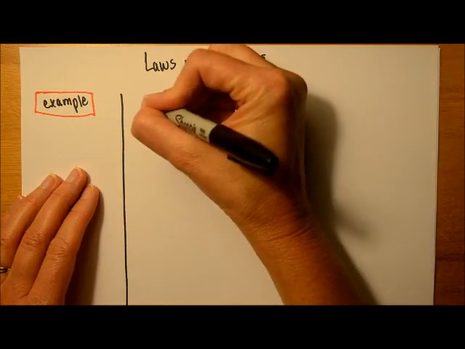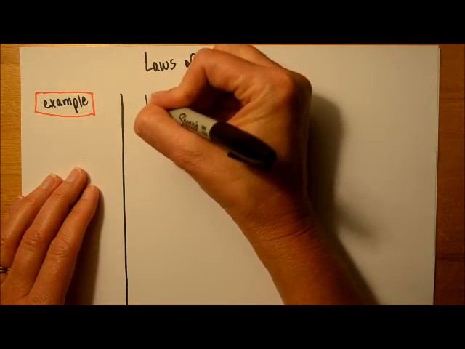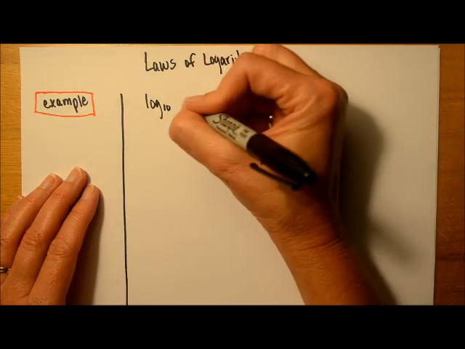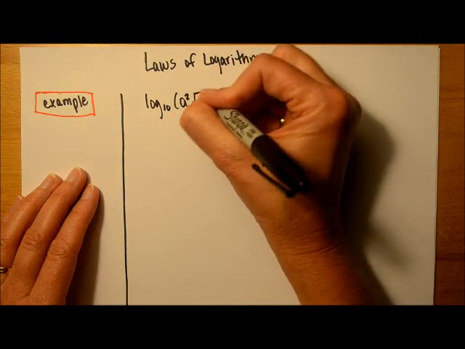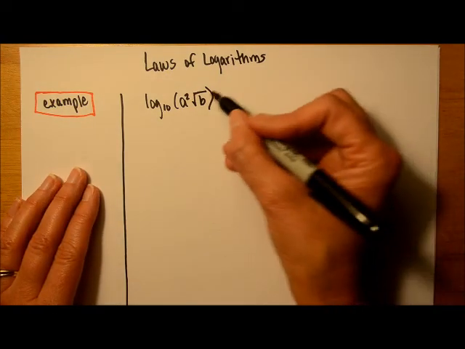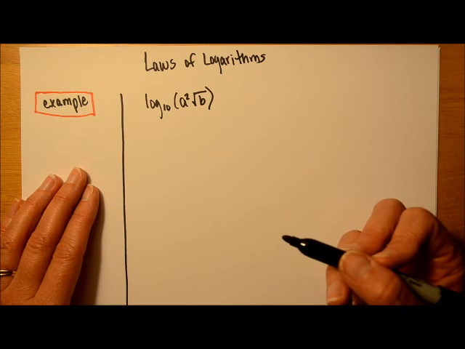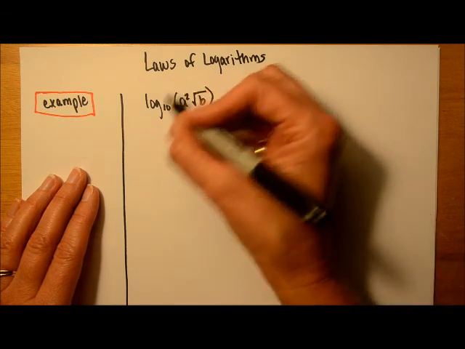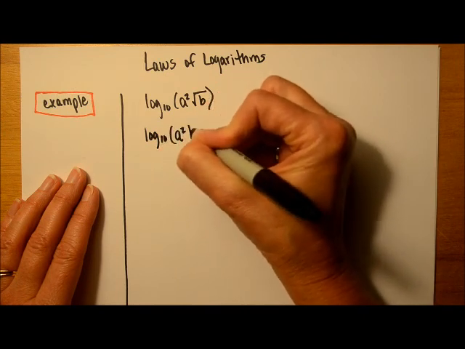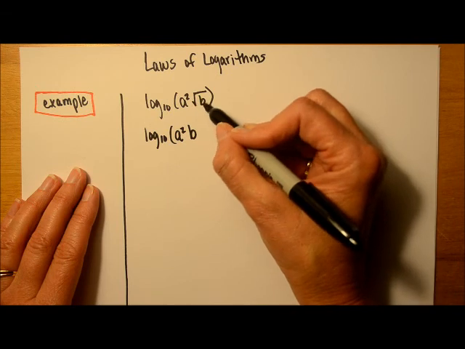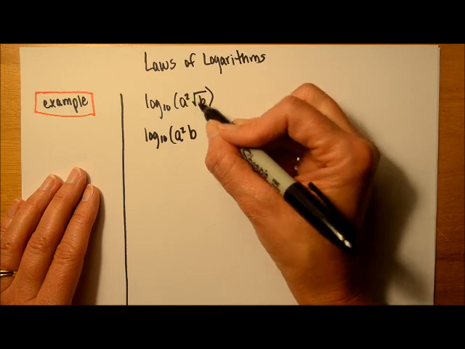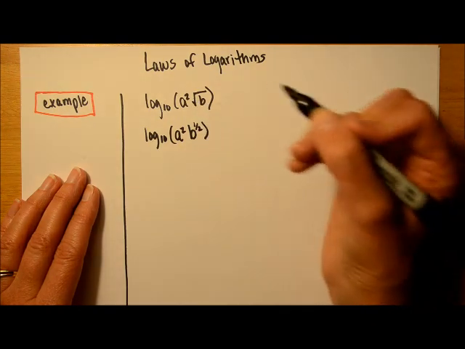Alright, so let's say I have this: log base 10 of a squared square root b. Okay, so what do I do with this? Well, the first thing I have to do is, since I have a radical in there, change it to an exponent. So I'll have log base 10 of a squared b to the, what do you think? I have the square root of b, so it would be b to the 1/2.